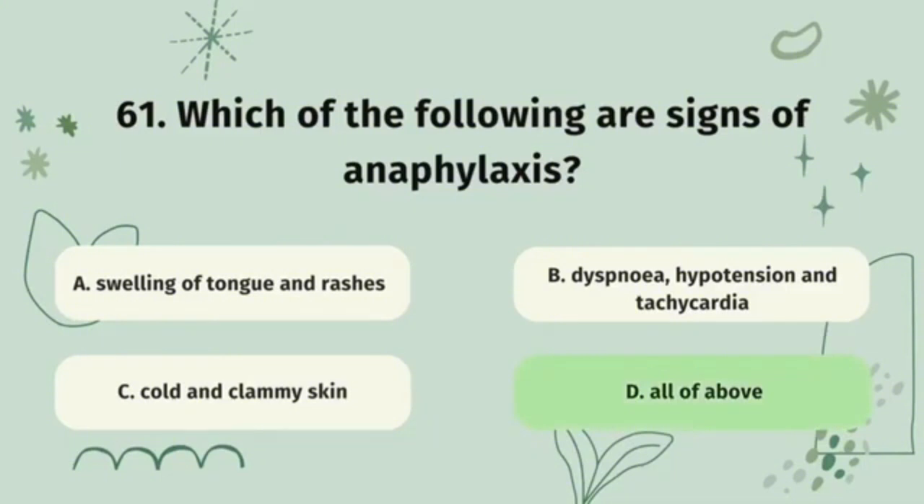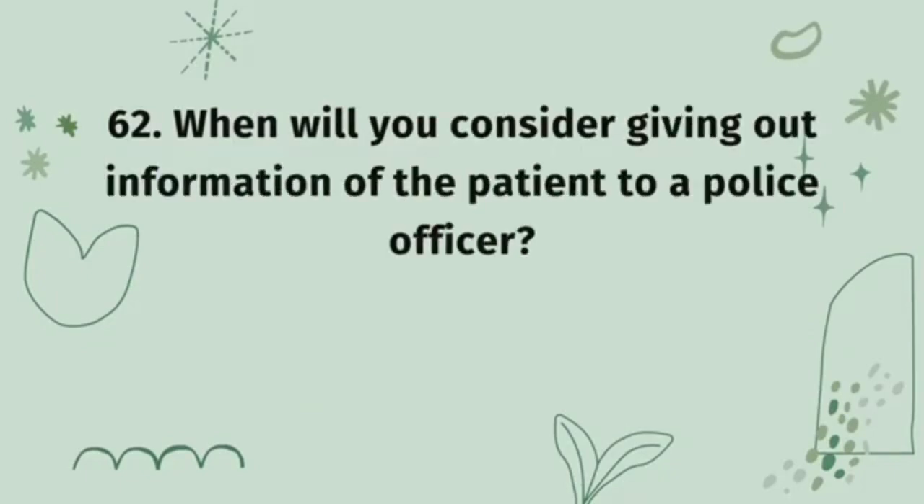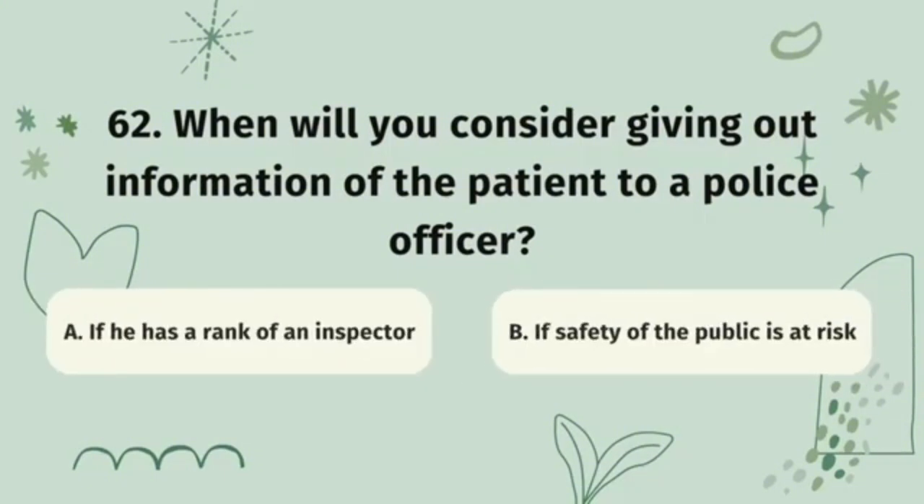The correct answer is D. Question 62. When will you consider giving out information of the patient to a police officer? Option A. If he has a rank of an inspector. Option B. If safety of the public is at risk.